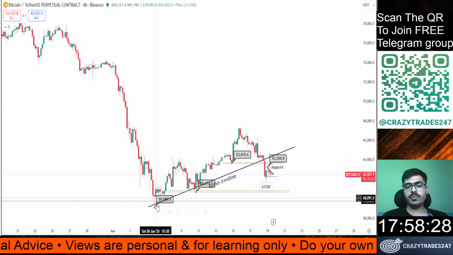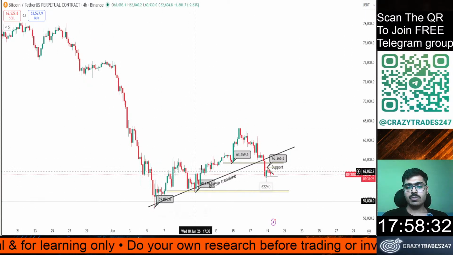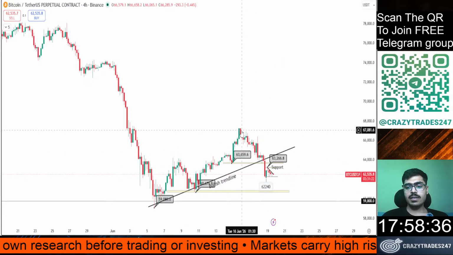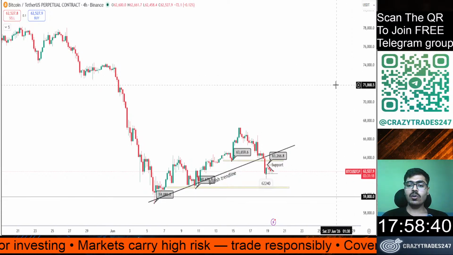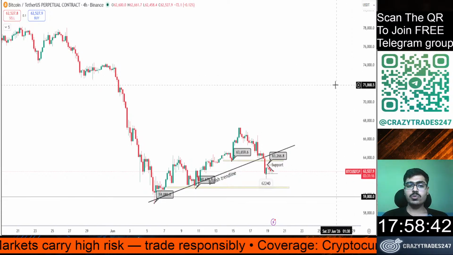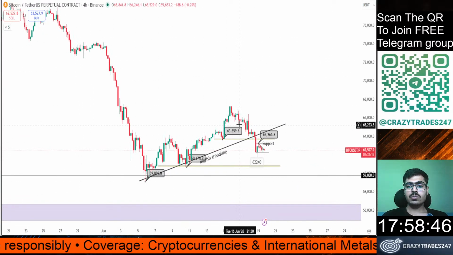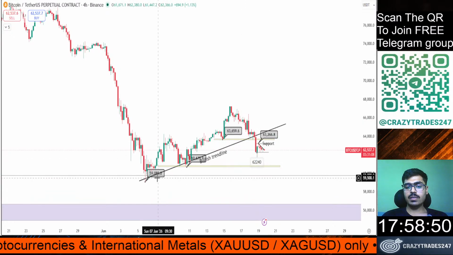This is the movement that we are just witnessing. This was the downfall. This was the retracement of the downfall, and this is the continued move. The continued move is supposed to continue below the low of the previous downswing. So this was the previous downswing, and this was the low of the previous downswing. So if the downfall continues, it is supposed to move below this level.